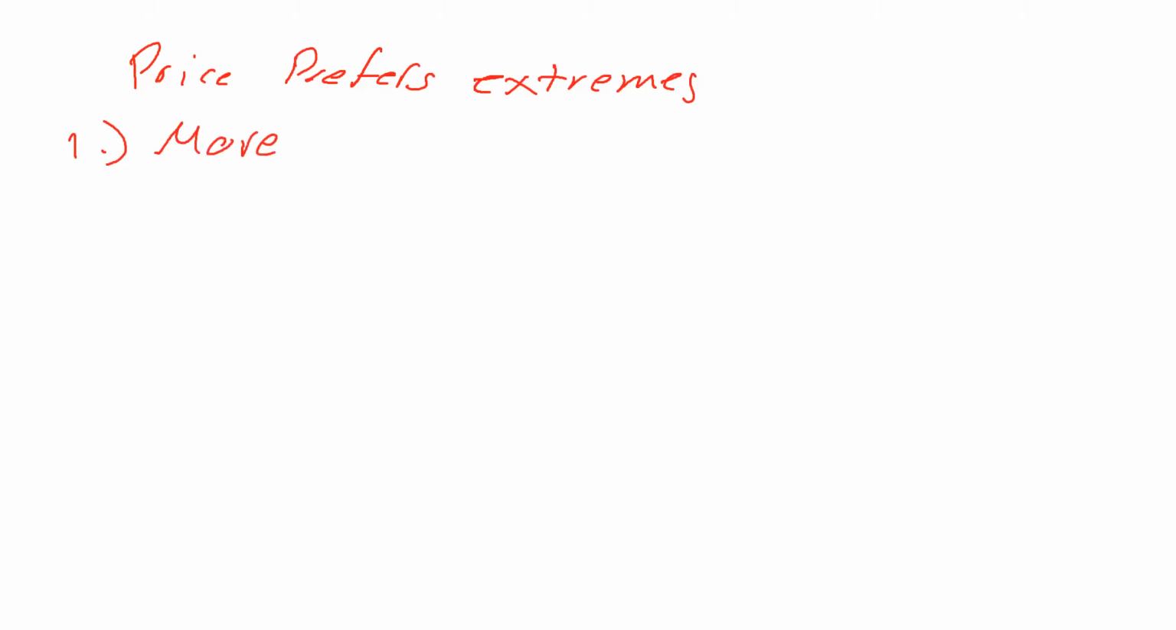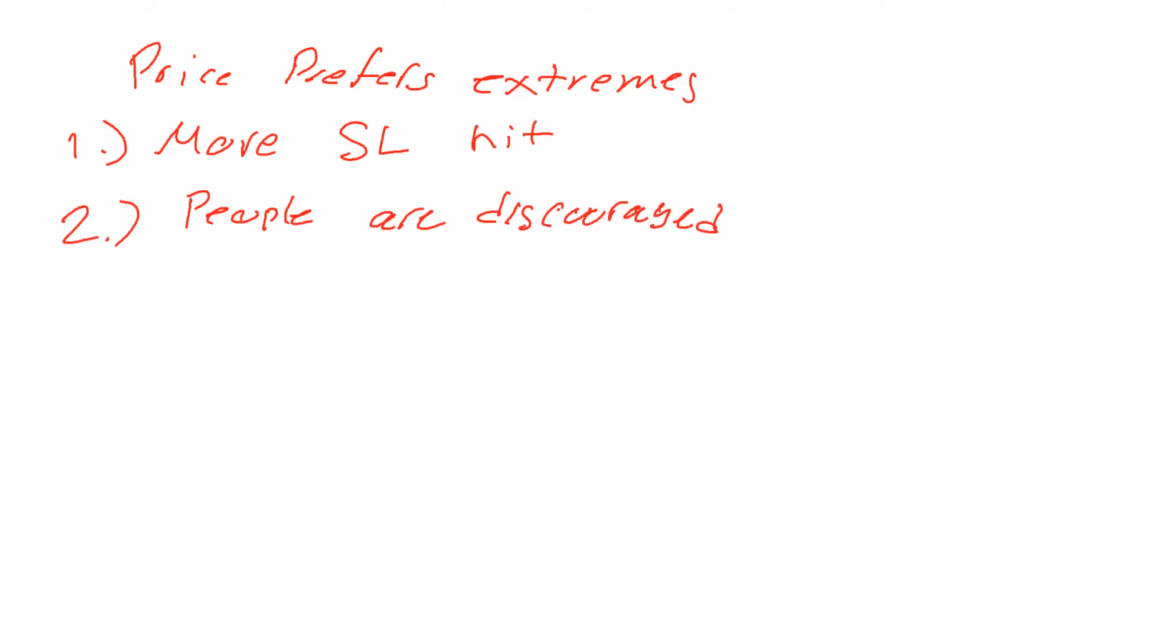So the base theory, now that everybody understands that price prefers retracing to extremes. Price prefers retracing to extremes for a couple of reasons. One, more stop losses hit. Two, people are discouraged to share profits.